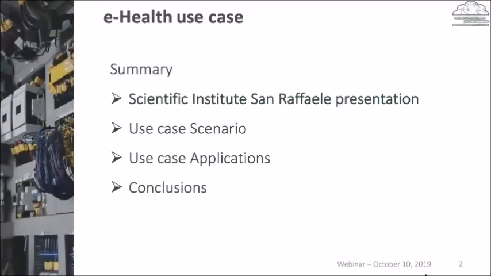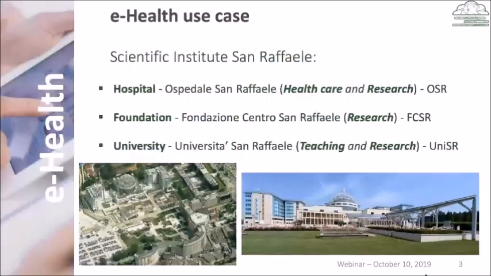Okay. This presentation about the eHealth use case is constituted of these 4 parts. First, we have a presentation of our institution, Scientific Institute San Raffaele. Then we explain the use case scenario, and then the use case application with details also regarding technical implementation. And then we have some remarks regarding conclusions.